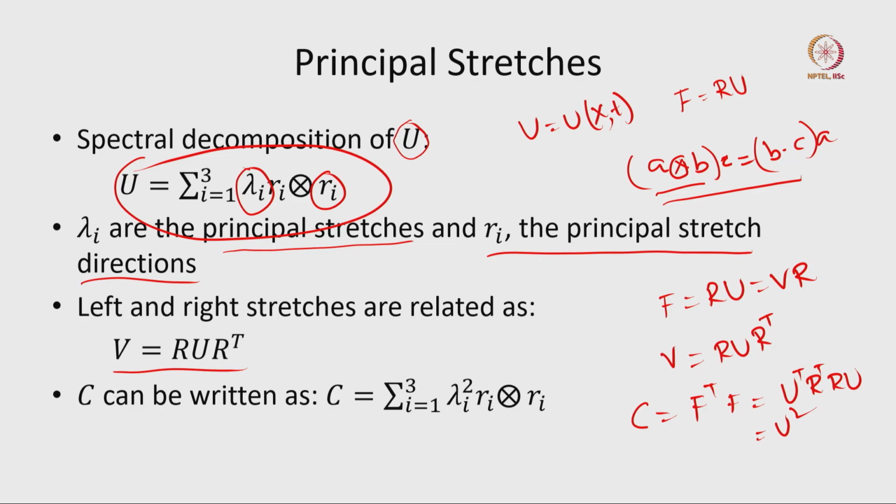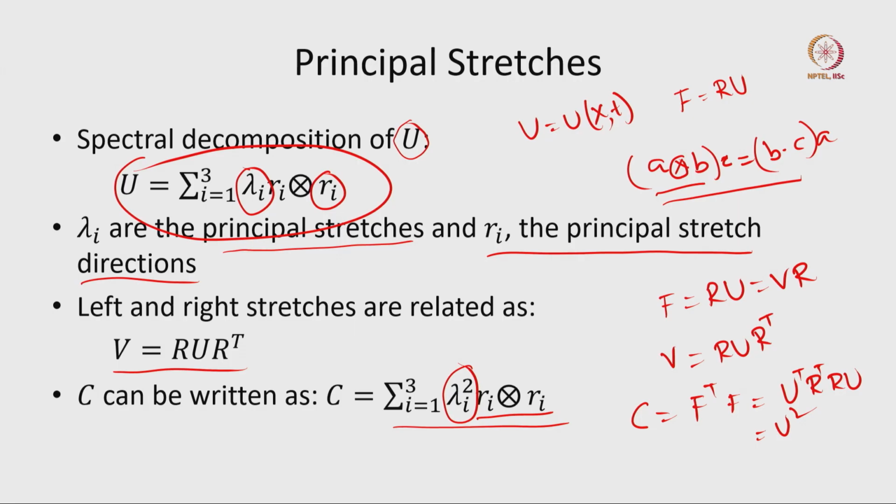matrix. So, if U is a symmetric matrix, what are the eigenvalues of its square? It is also a symmetric matrix. Square of a symmetric matrix is also a symmetric matrix, but its eigenvalues are also squared, right. All symmetric matrices have real eigenvalues, you know that, right. So, C has the same eigenvectors as its square root U, same eigenvectors R_i, but its eigenvalues are squared. So, therefore, the spectral decomposition for C is simply the sum over all i of lambda_i square times R_i tensor product with itself.